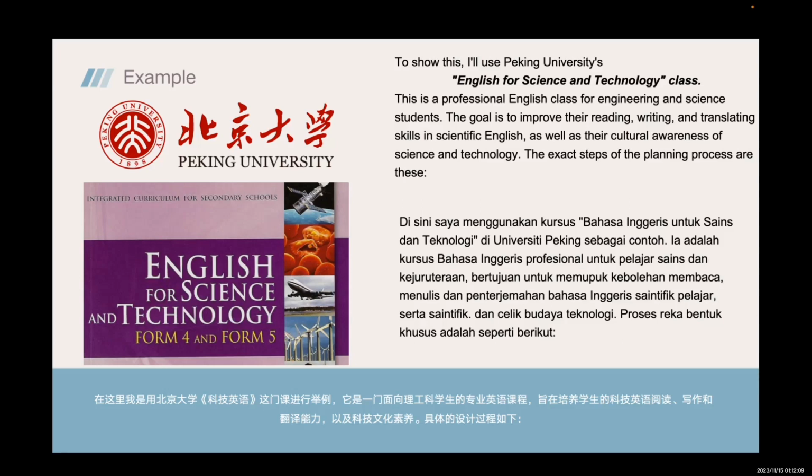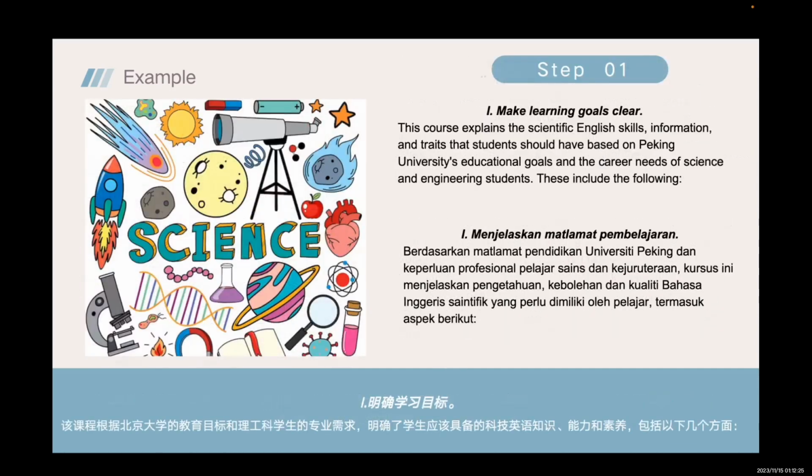The goal is to improve their reading, writing, and translating skills in scientific English, as well as their cultural awareness of science and technology. The exact steps of the planning process are these. Step one, make learning goals clear. This step explains the scientific English skills, information, and traits that students should have based on Peking University's educational goals and the career needs of science and engineering students.